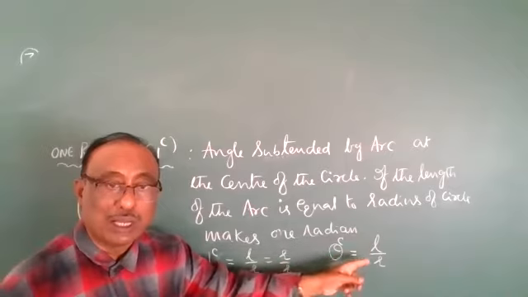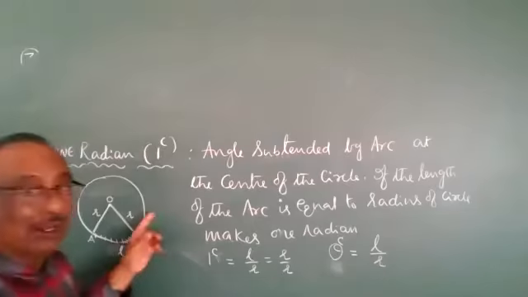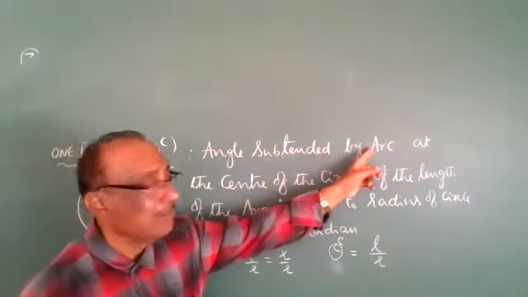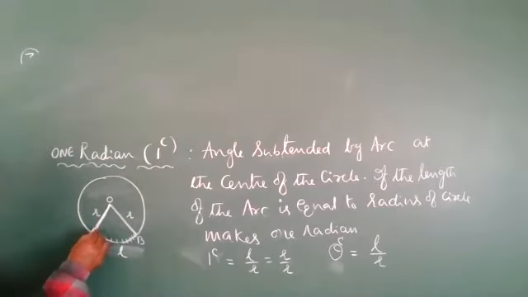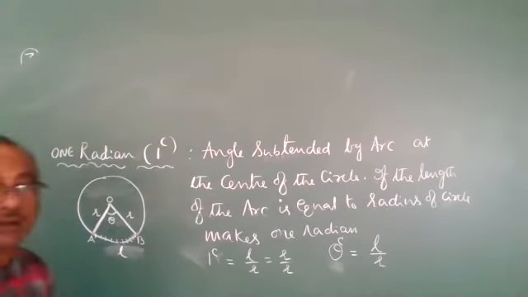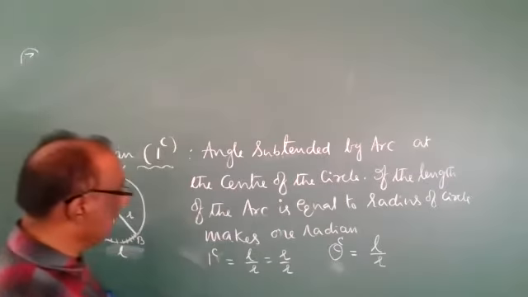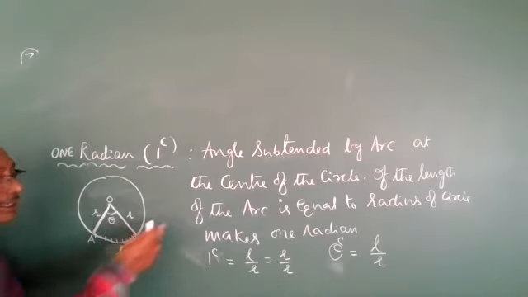L and R both are equal. Here, what is given? Read here: the angle subtended by the arc at the center. This is the arc, AB is the arc, and it subtends angle theta at the center. If theta is equal to, what is the given?